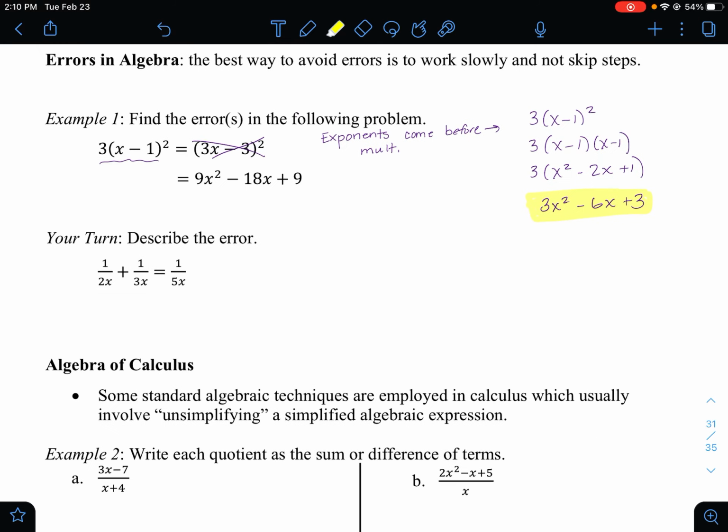All right, so you guys pause the video, take a second, think about the your turn, because it really only takes a second to think about it, and then come back and unpause it and we'll go over it.